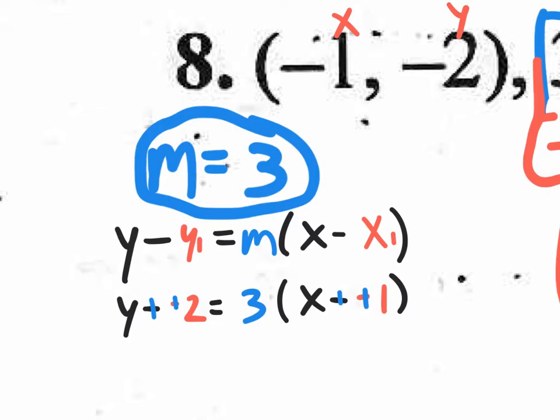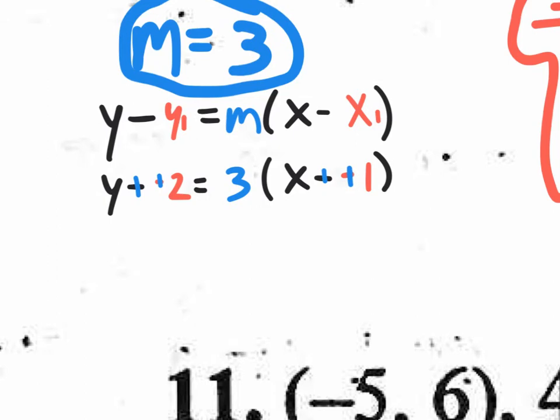Now on the test, if I ask you to leave it in point slope form, then you would be done. But if I ask you to change it to slope-intercept, then you have to do some math. You have to get y by itself, and you have to get rid of those parentheses. So you're going to have to distribute. You're going to have to modify it. So if you distribute 3 times x, that's 3x. 3 times 1, that's 3.